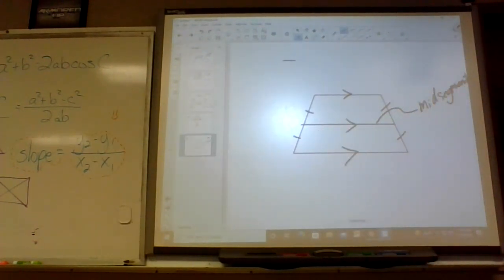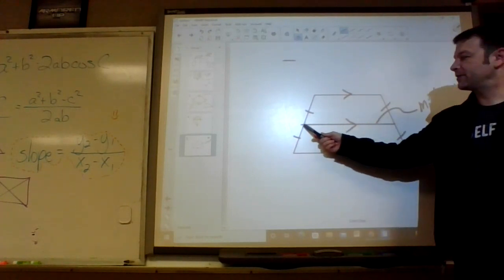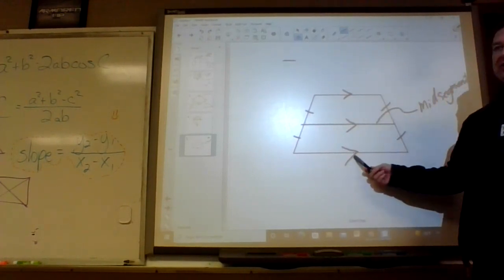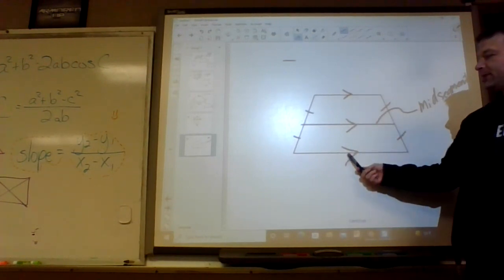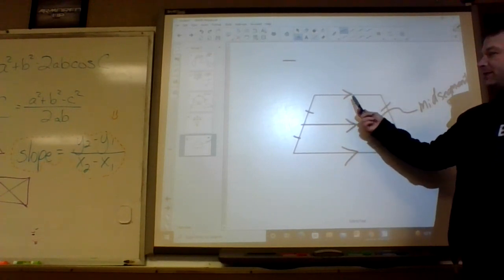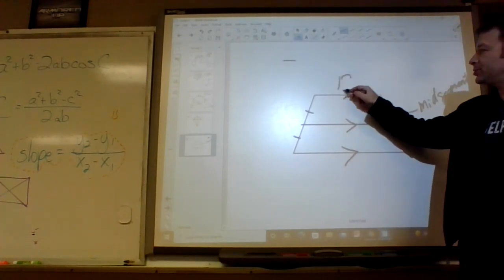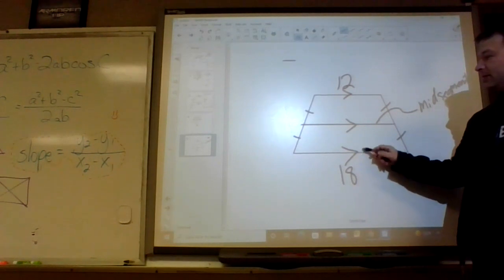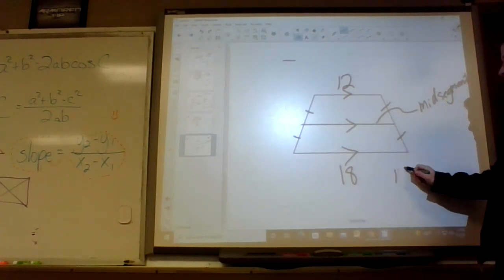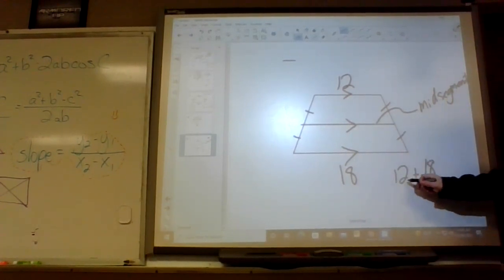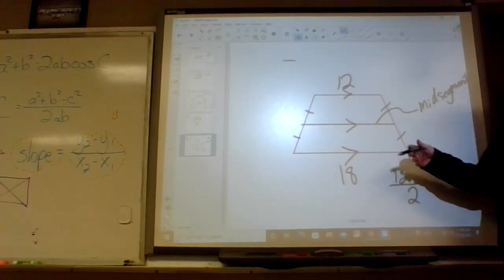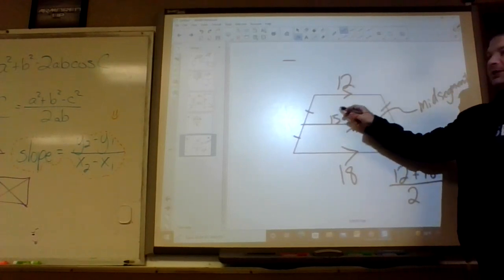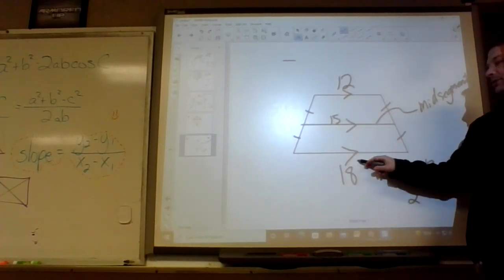Also, how do you think the length compares to the bases? It's between the bottom one and the top. Yes, it's halfway between this one and this one. In other words, it's the average of these two. So if this was 12 and this was 18, how long would this be? Add them together and divide by 2. Yeah, 12 plus 18 divided by 2 is 15.